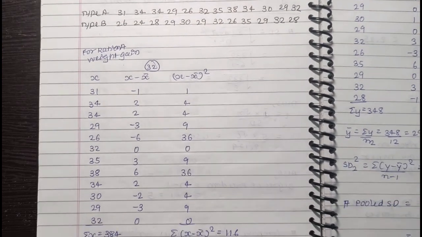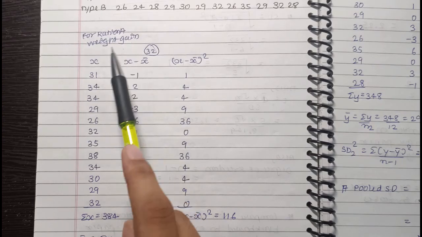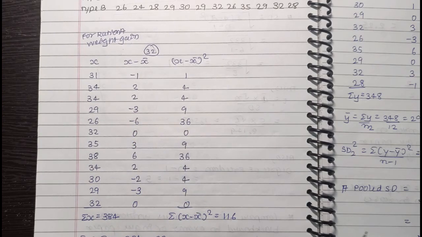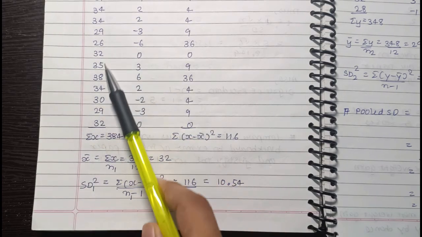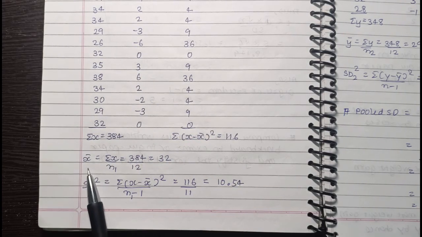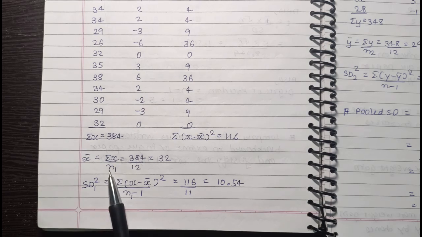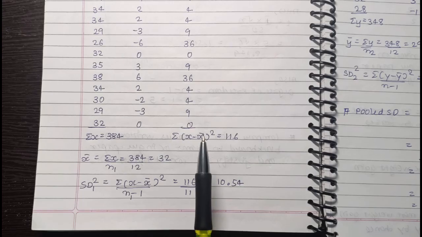Now for the unpaired t-test we have to make two tables, the first table for the first group and the second table for the second group. So for the ration type A, the weight gain is written here. After that we just summate all these values to get sigma x, which here is 384. Then x bar is calculated as sigma x divided by n, here 12. Putting values we get 32 as the answer.